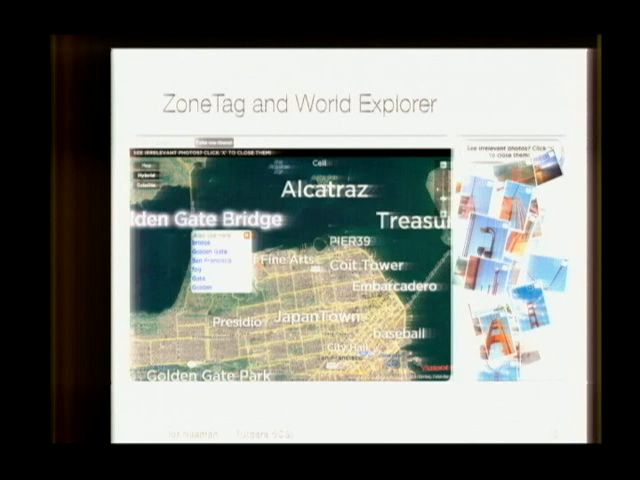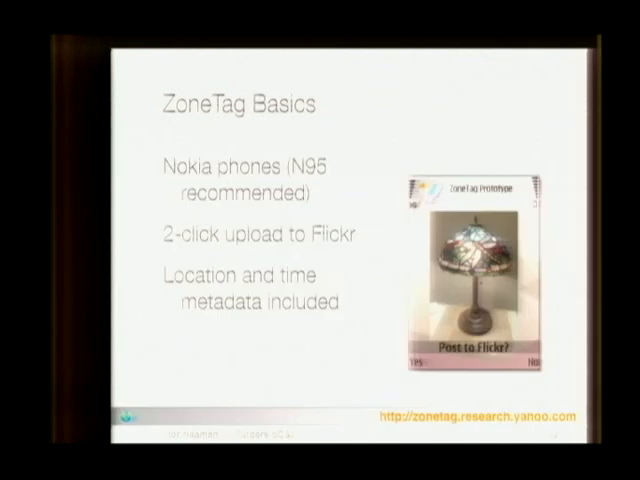So back to World Explorer, you can imagine that if I stand here and I take a photo and I have the location of the capture device, I'm very likely to be taking a photo of the Golden Gate Bridge, or maybe one of the things around it. So ZoneTag actually takes that and puts it into a photo capture application. That's available for your Nokia phones.